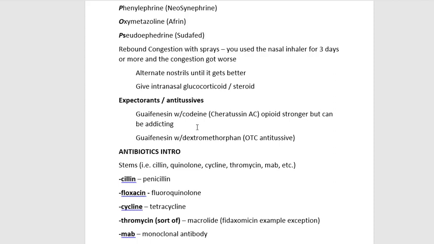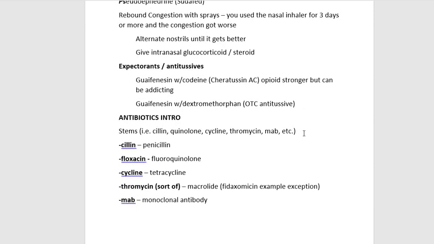And then if you're over the counter, it's guaifenesin with dextromethorphan, Robitussin DM, or Mucinex DM. The combination meant to clear the mucus from the lungs and to help with dry, unproductive coughs.